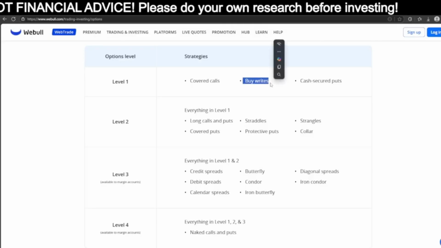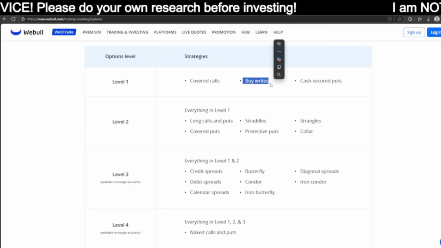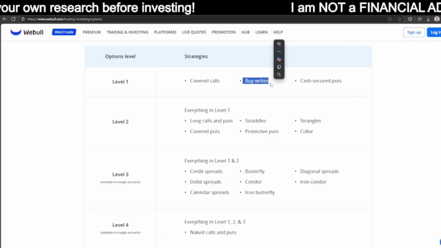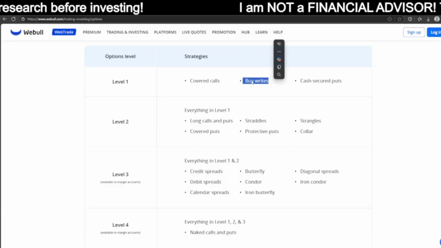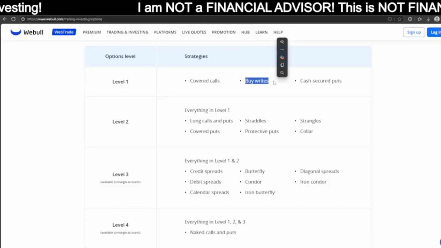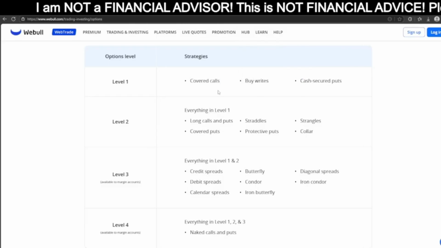If you see buy writes like on Webull here, I looked it up the other day what it is. A buy write just basically means you're buying 100 shares and you're going to write an option or basically do a covered call. So this is basically just buying and then doing a covered call at the same time. This is just a covered call. This is a cash secured put. So that's level 1 on Webull.